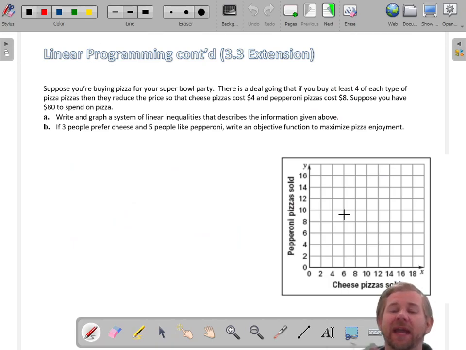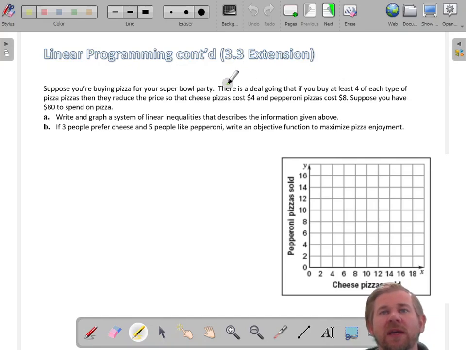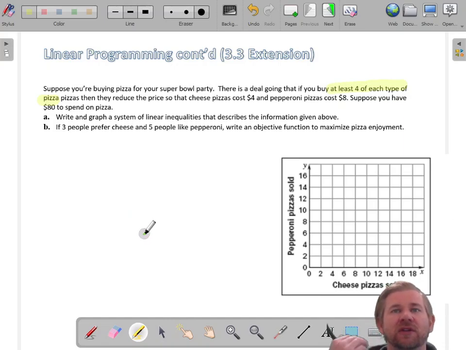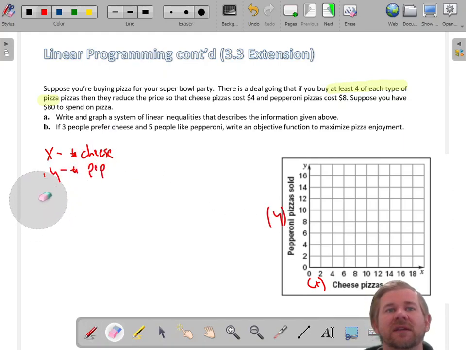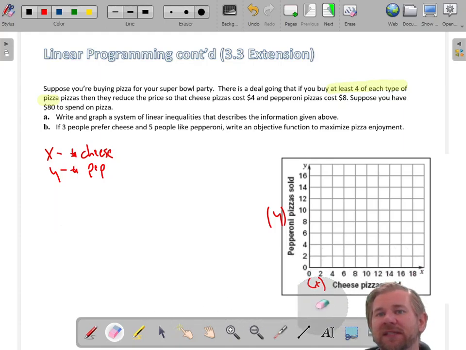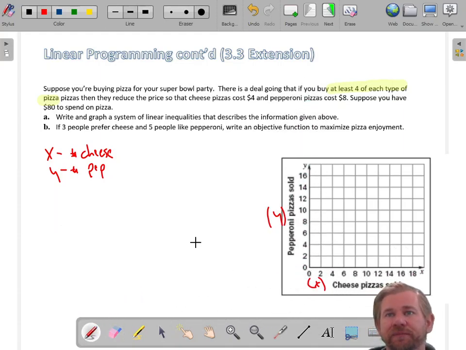In this problem, we have to create the constraints. So let's see what we've got here. We're buying pizza for the Super Bowl party. If you buy at least 4 of each type of pizza, then you get a reduced cost. Let's say X is the number of, what are my options? Cheese? Oh yeah, right here. This is X, and Y is the number of pepperoni. You can see the X and Y axis are already labeled for us. So I know my variables are the number of cheese pizzas sold and the number of pepperoni pizzas sold.